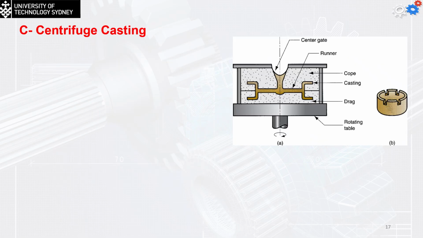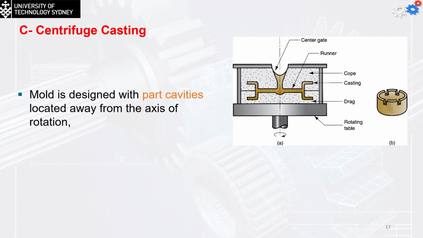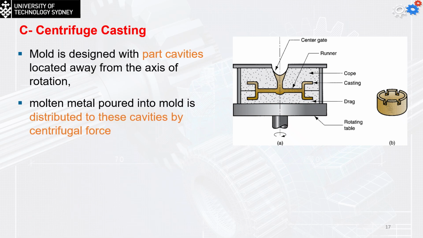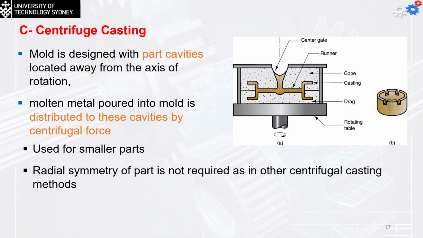Then the centrifuge casting. In that case, the section in the middle is not the product; rather, the parts are connected at the ends and use centrifuge force. The mold is designed with the part cavities located away from the axis of rotation. The molten metal poured into the mold is distributed to these cavities by the centrifugal force. It is used for smaller parts, and radial symmetry of the parts is not required as in the other centrifugal casting methods.